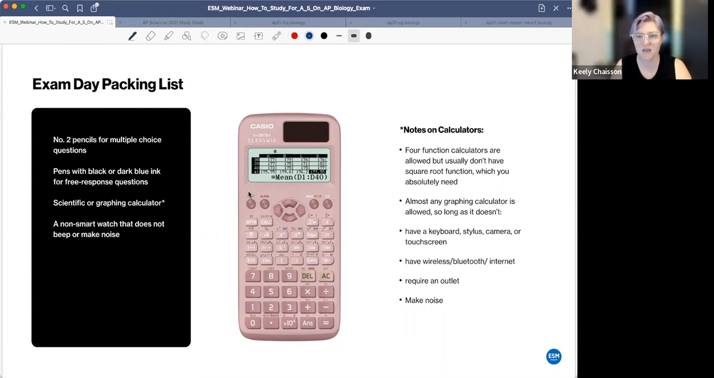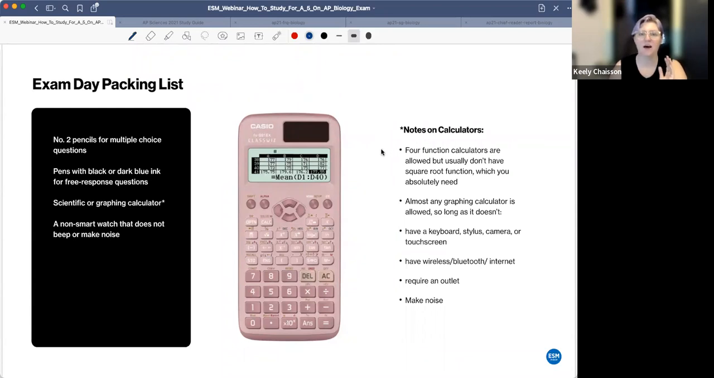For calculators, you're allowed a 4-function calculator, but you want a scientific calculator. The biology test includes math, and there's review on all those math. You are given all the formulas you need, but some of those formulas include square roots. A 4-function calculator typically does not do that. So you're going to need at minimum a scientific calculator.